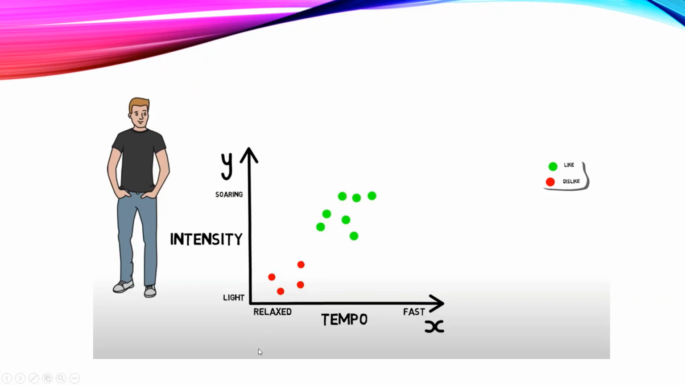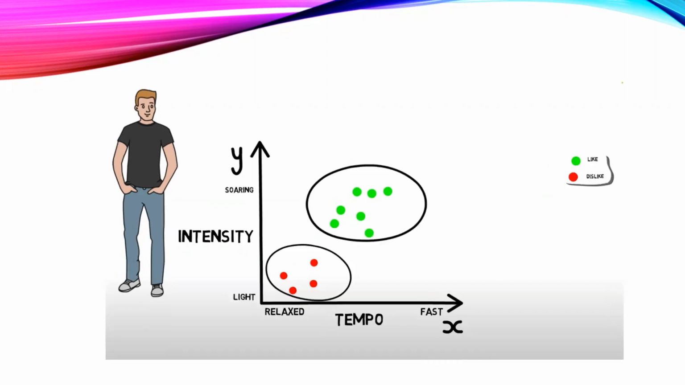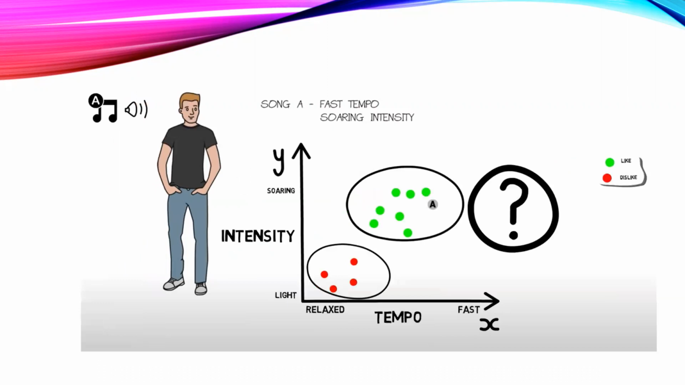So based on that, you can predict what Paul likes, right? You have a graph, and this is what the data set is all about. You get the data on what he likes, and based on that, we are going to predict. So with this data set, you are going to train the model. For example, one of the songs has a fast tempo and a soaring intensity. It comes into this category.